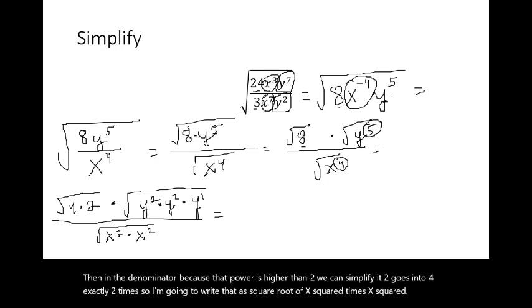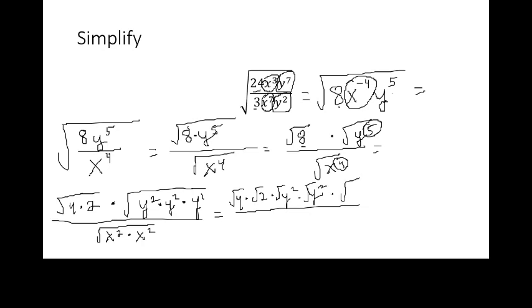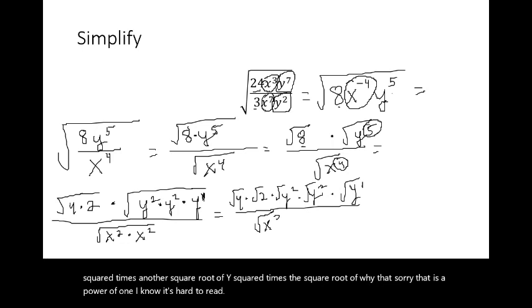Then I'm going to split all of this up into the product of a whole bunch of separate square roots. So we're going to have the square root of 4 times the square root of 2 times the square root of y squared times another square root of y squared times the square root of y. That is a power of 1. I know it's hard to read. And then in the denominator, I'm going to split this up into the square root of x squared times another square root of x squared.